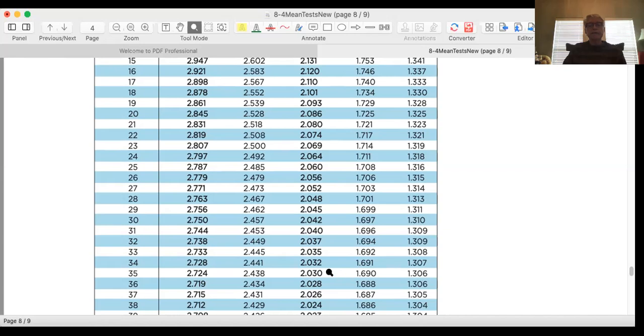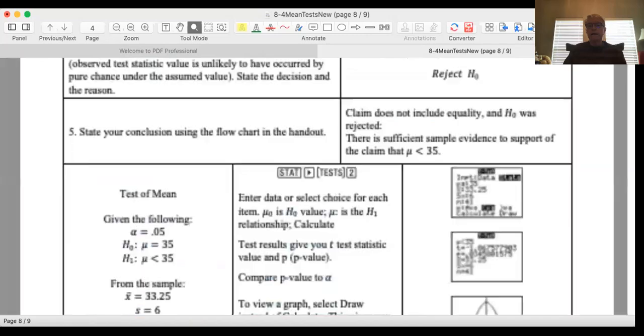The left tail is going to be the opposite of this. Anytime we need a left tail, we find the one on the right and change the sign. So the one on the right is the critical value in the right tail, and negative 2.030 is the critical value on the left side. So we've got our critical values, negative 2.030 on the left and positive 2.030 on the right. So let's go back up to our problem.